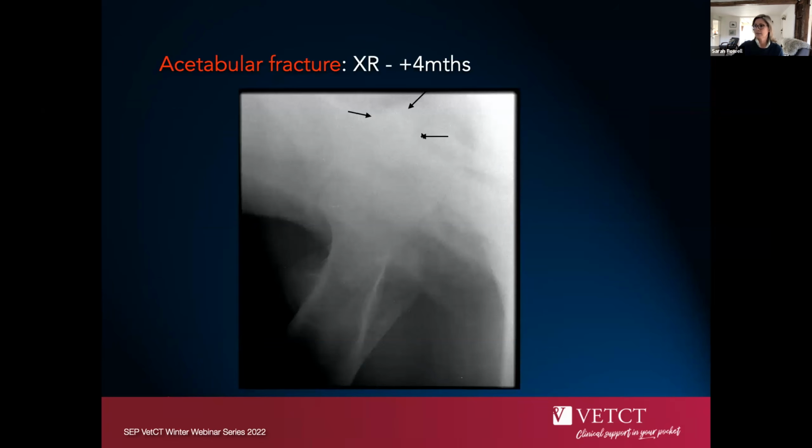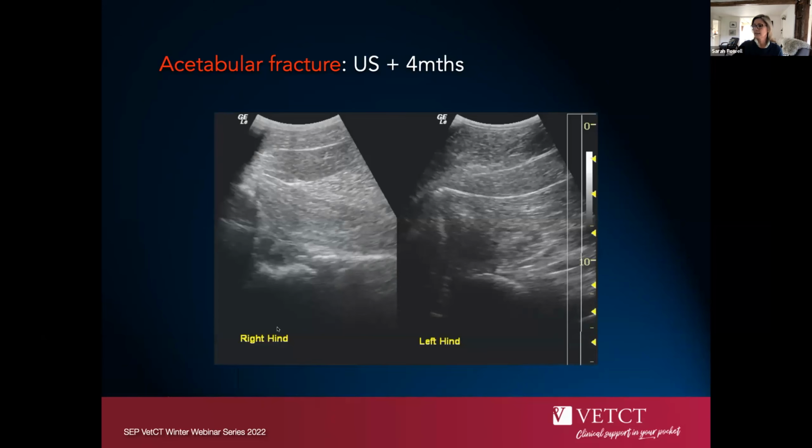And this is the X-ray of the same filly at the time of the bone scan. So this is the view I was telling you about, where you can raise the limb and go obliquely from the ventral aspect. And you can see the callus forming here, but you can also get the impression of an OA developing on the X-ray. And ultrasonographically, this is the normal left hind here, and we can see that we've got a more generalized osteoarthritic appearance to the hip.